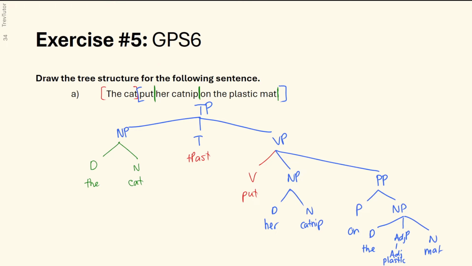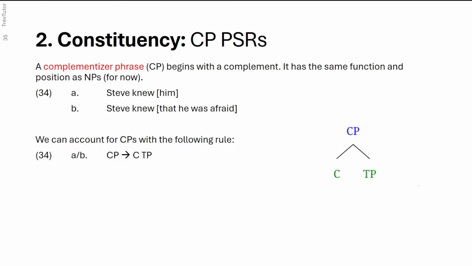So just to review why this works, we essentially have our subject noun phrase on the left, following our phrase structure rule for NP goes to D and N. It's because the cat, well, cat is the most important element of that. The is just being specific about it. And then we have our predicate, put her catnip on the plastic mat. Put is the main verb. This is ditransitive. It requires a direct object and it requires an indirect object, or some syntacticians will call this a location instead. But either way, it is ditransitive. So that's how we can do the tree structure for that sentence.